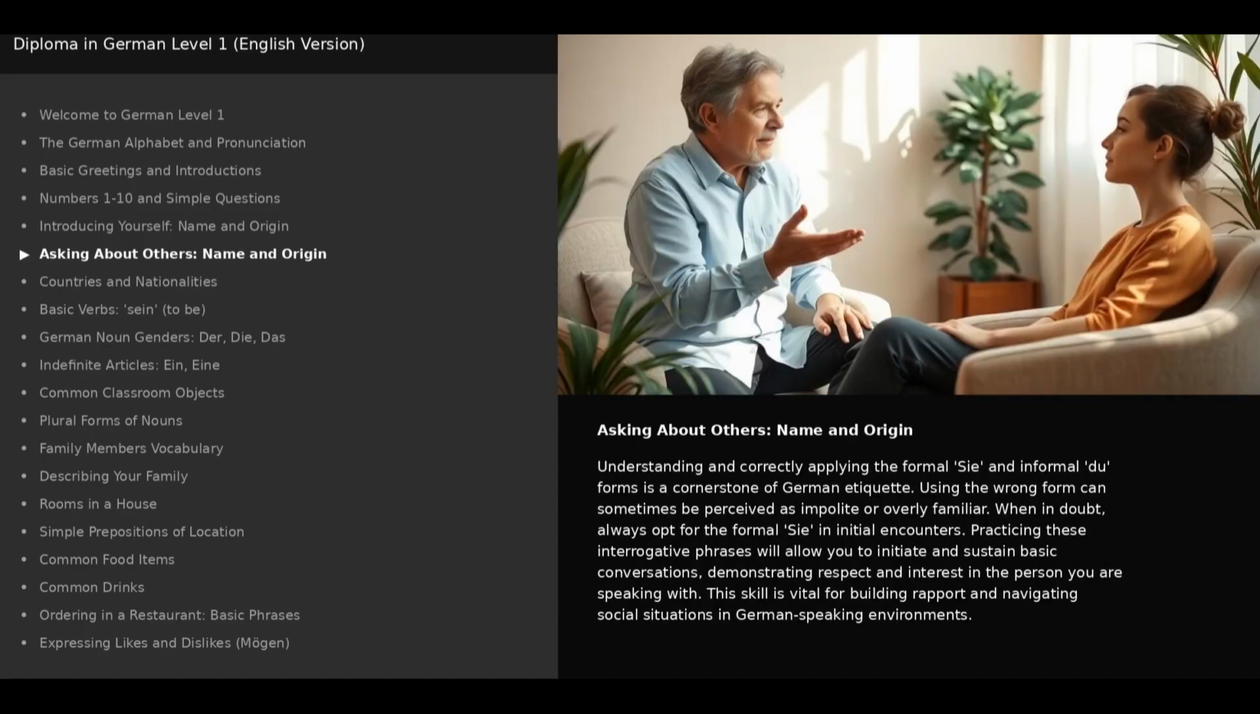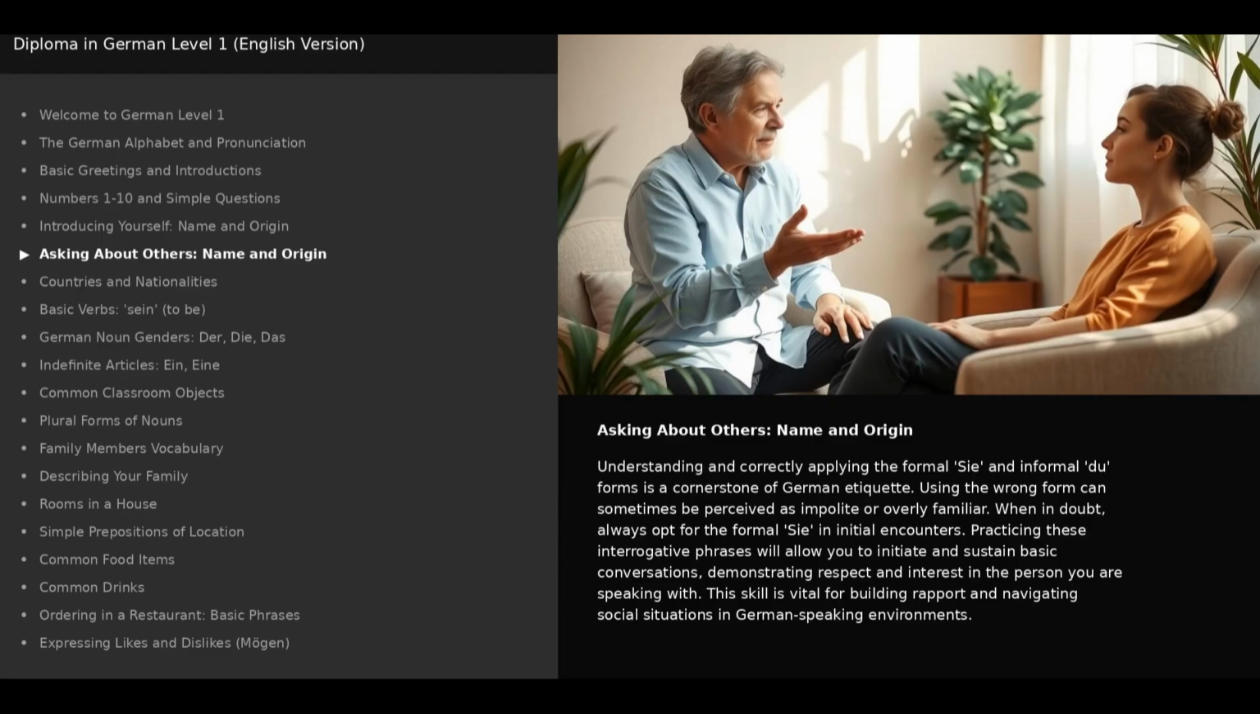Understanding and correctly applying the formal Sie and informal Du forms is a cornerstone of German etiquette. Using the wrong form can sometimes be perceived as impolite or overly familiar. When in doubt, always opt for the formal Sie in initial encounters.